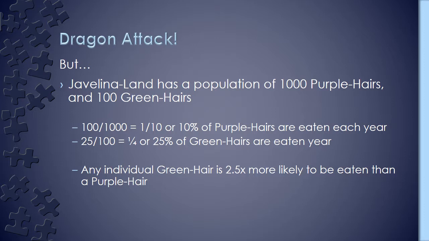So in other words, it's actually 2.5 times more likely to be eaten if you're a green hair than a purple hair. By looking at this additional factor, this additional bit of information, we see that the story told by the first set of numbers was partial and misleading. It didn't give us a full picture of what was actually going on. This gives us a better understanding.